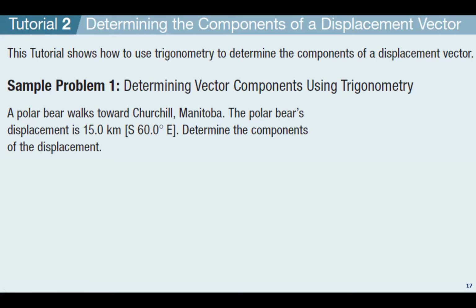Okay, so suppose we have a polar bear here, which walks towards Churchill, Manitoba. The polar bear's displacement is 15.0 kilometers. The direction is 60 degrees east of south. Determine the components of this displacement. Okay, I'll give you 2 minutes to have a look at this question. Well, the method is actually similar to what we have used in the calculus and vectors class, right?